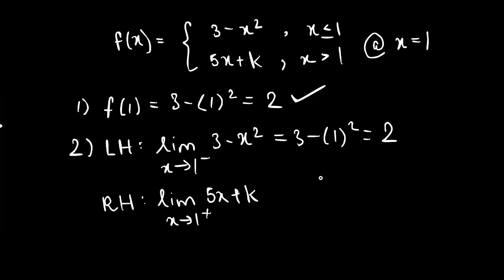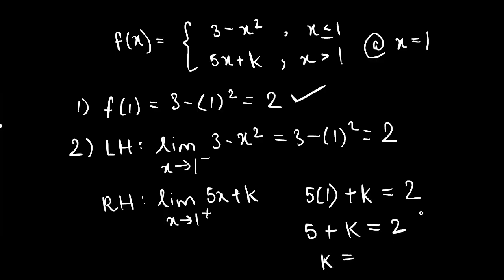So we can set up this expression: 5x plus k equals 2. Then we use direct substitution as we would for this type of limit, and that gives us 5 times 1 plus k equals 2. This is a very basic algebra problem. Now we just have 5 plus k equals 2, and we need to solve for k. This tells us that k is equal to 2 minus 5, or negative 3. This is our answer for this problem. Our k must equal negative 3 for our function f of x to be continuous at x equals 1.